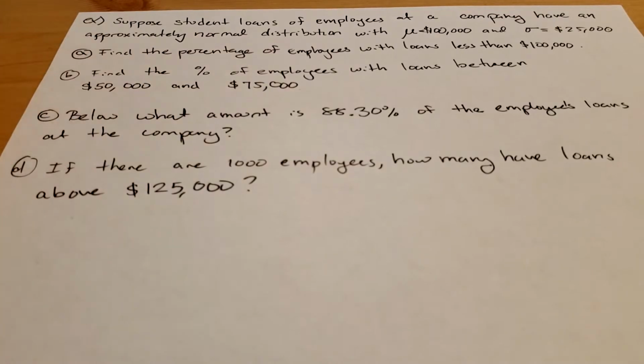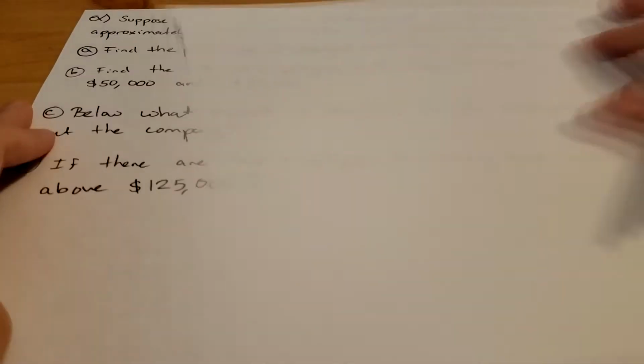And this problem is saying, suppose student loans of employees at a company have an approximately normal distribution with a mean of 100,000 and sigma equals 25,000. Part A is asking us to find the percentage of employees with loans less than $100,000. Okay, so we'll start part A.